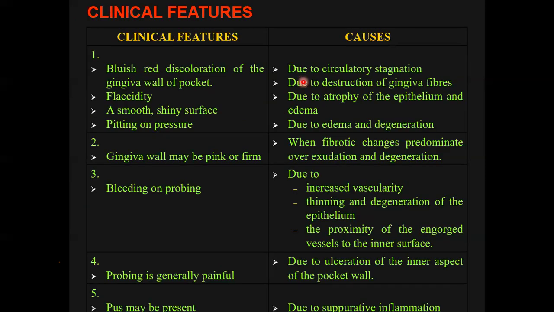Coming to clinical features and causes of the periodontal pocket. So the most common appearance of periodontal pocket is the color change to bluish red, especially on the gingival side wall of the pocket. The gingiva becomes flaccid. It has a smooth or shiny surface and it causes a pitting impression. The reason for this discoloration is mainly circulatory stagnation.